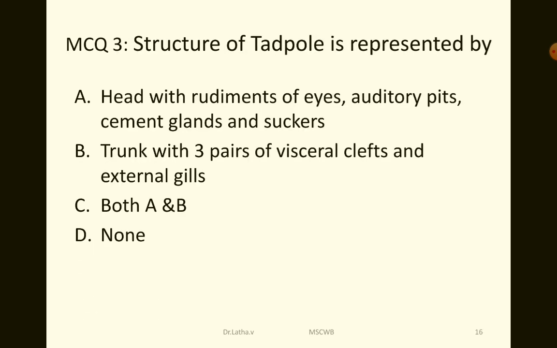Then the structure of tadpole is represented by head with rudiments of eyes, auditory pits and cement glands and suckers, trunk with 3 pairs of visceral clefts, both A and B and none. The right option is C, both A and B.